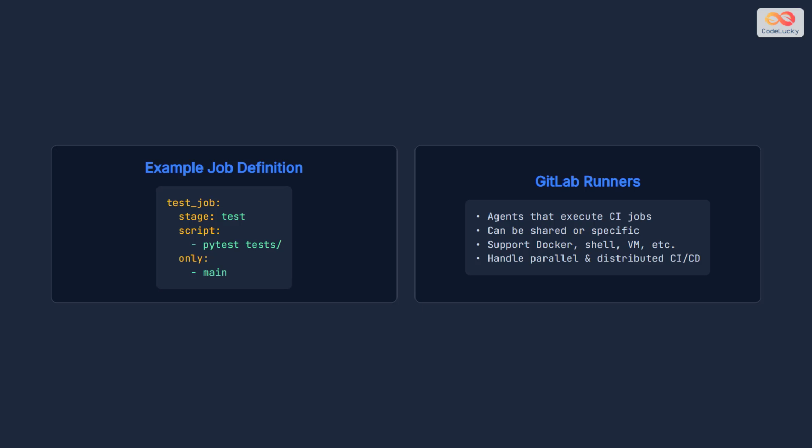An example job definition includes specifying the stage, such as test, and the commands to execute, like running automated tests using PyTest. Jobs can be restricted to run only on certain branches, such as the main branch. GitLab runners are agents that pick up jobs from the pipeline and execute them. They can be shared among many projects or specific to a single project. Runners support different execution environments including Docker containers, shell scripts, and virtual machines, allowing parallel and distributed continuous integration.